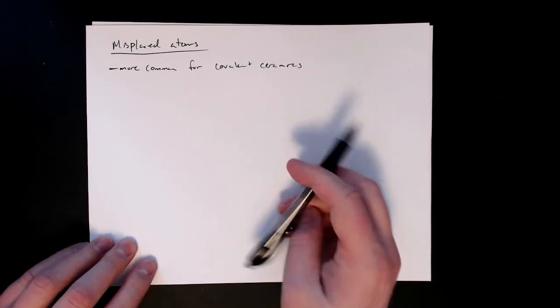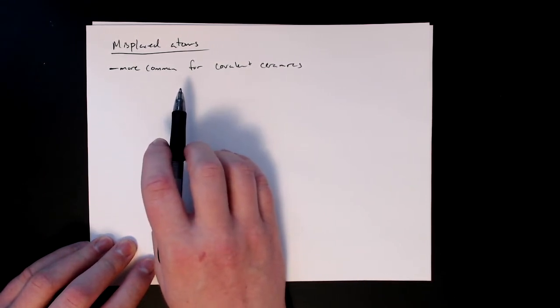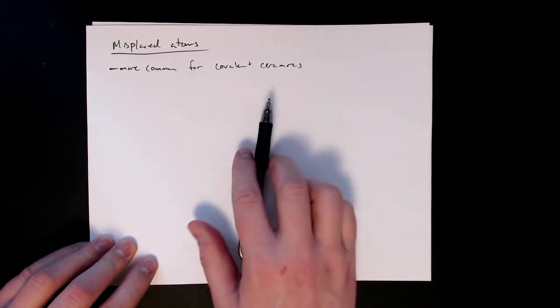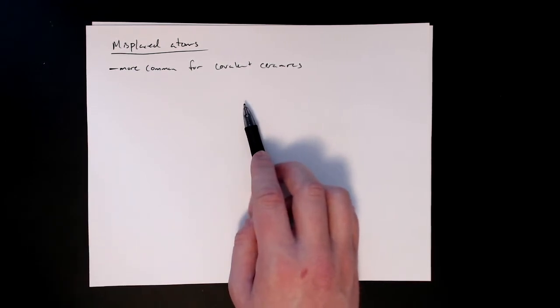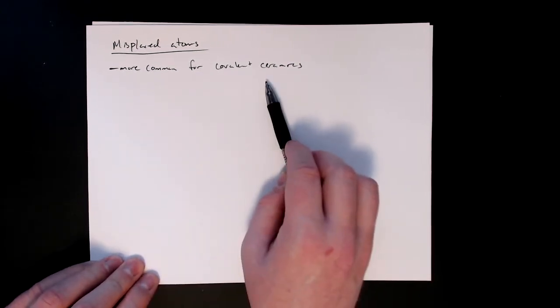All right, so in this case, instead of writing out this myself, I'm going to have you look at an example of this in the next section. So the next section will go through some examples, and we'll look at how we write a misplaced atom in those examples.